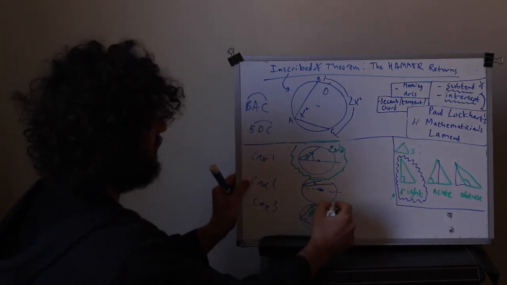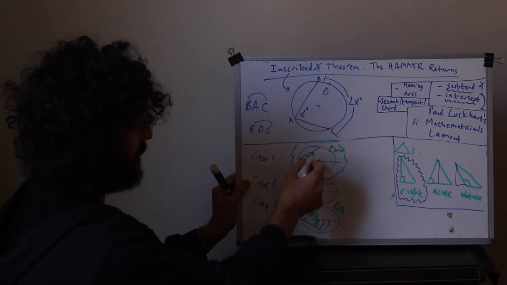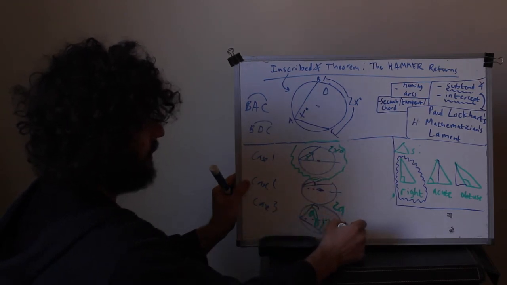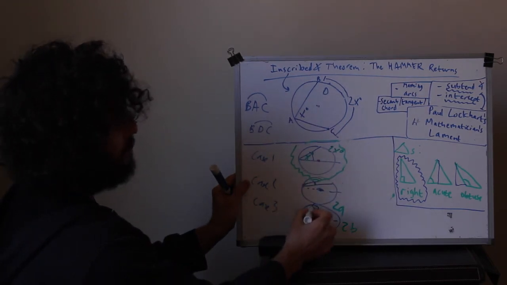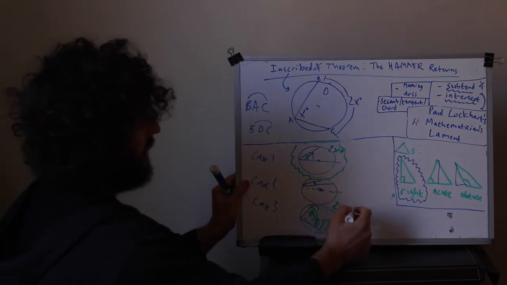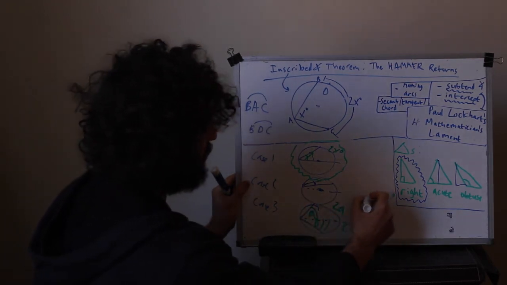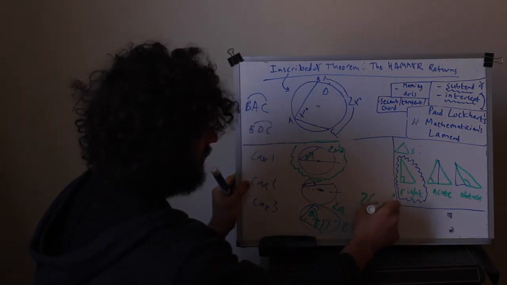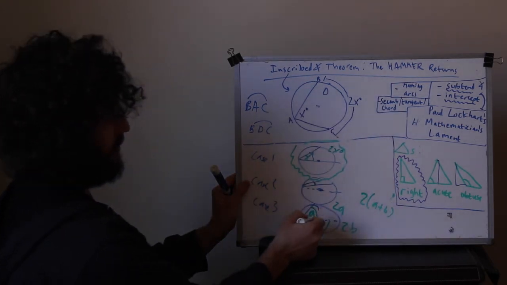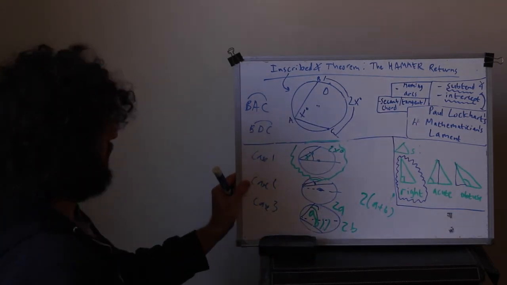So this is A, this must be 2A. How do we know that? We're using our hammer. And this is B, that's 2B. So the combined angle is A plus B, and if you add these you get 2A plus 2B, which factors into twice that angle. So we've proven case 3.